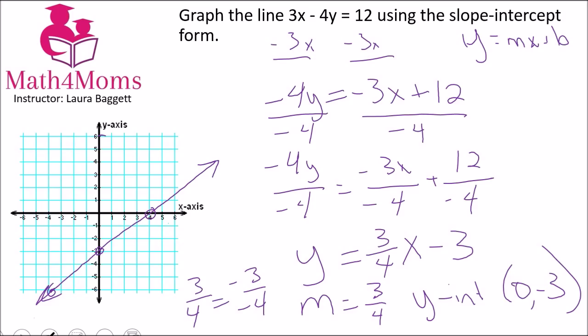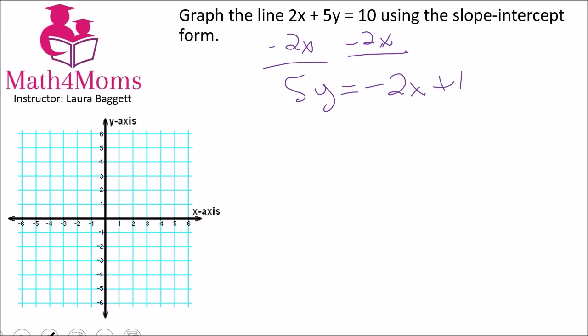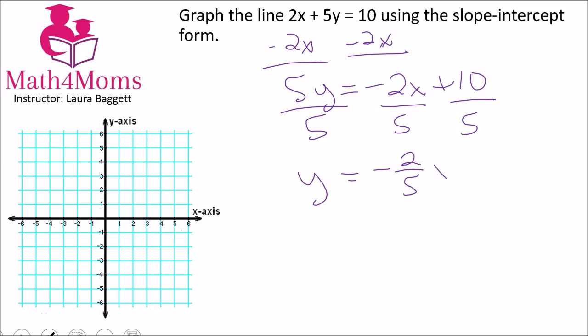Let's look at a second example. Let's take 2x plus 5y is equal to 10. Again, we want to solve that for y. Got to get 5y by itself, so I'm going to start by subtracting 2x from both sides of my equation. So I get 5y is equal to -2x plus 10. And then I'm going to divide every term by 5. And so I get y is equal to -2/5 x plus 2.